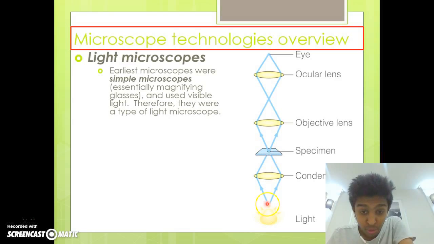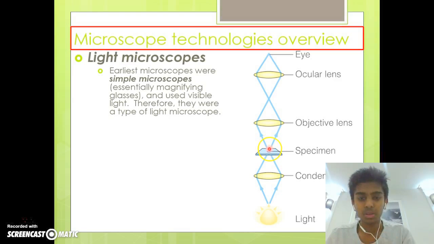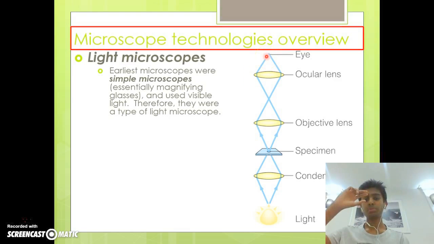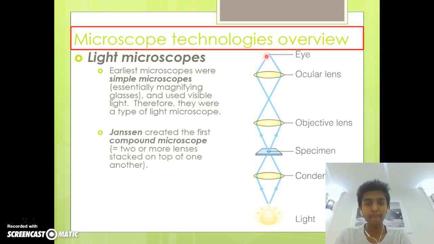And the light which was emitted from the light source at the bottom would be condensed by this condenser lens, go through the specimen. Therefore, the specimen is being observed, hit the objective lens, hit the ocular lens, and get into your eye. Your eye would make one last flip, and that way you could observe the specimen at a much higher magnification.